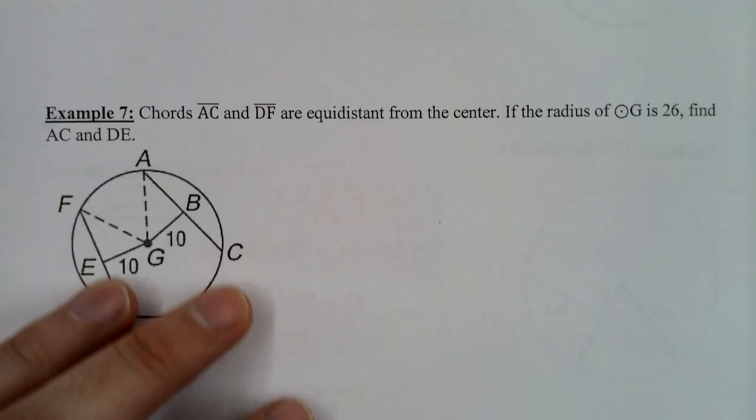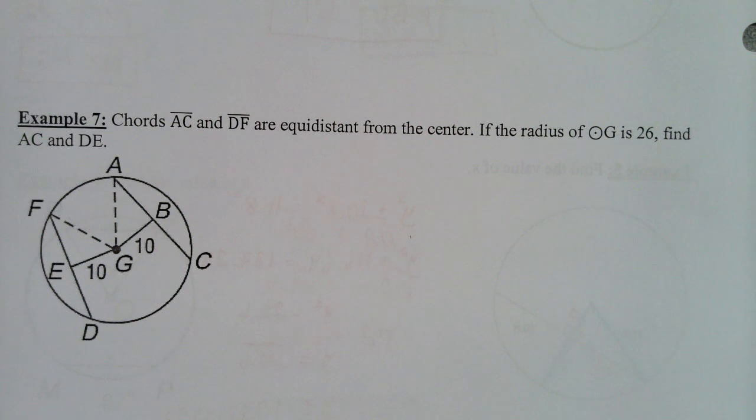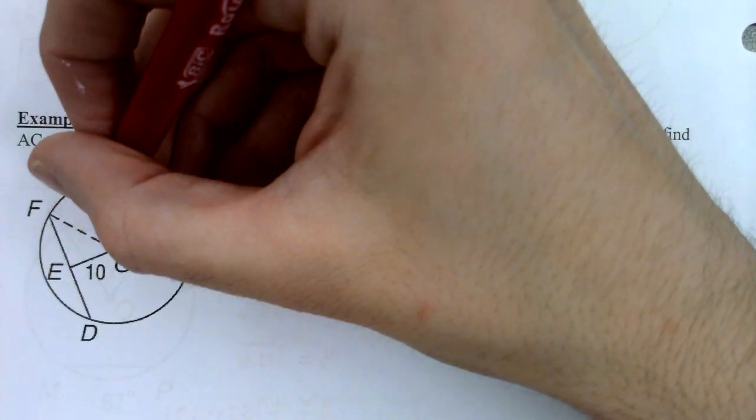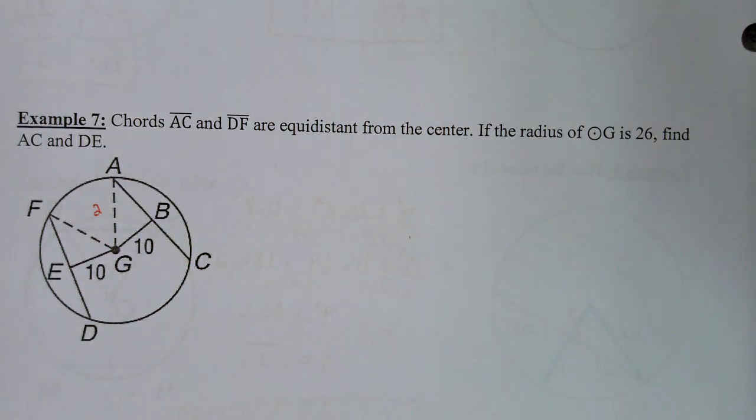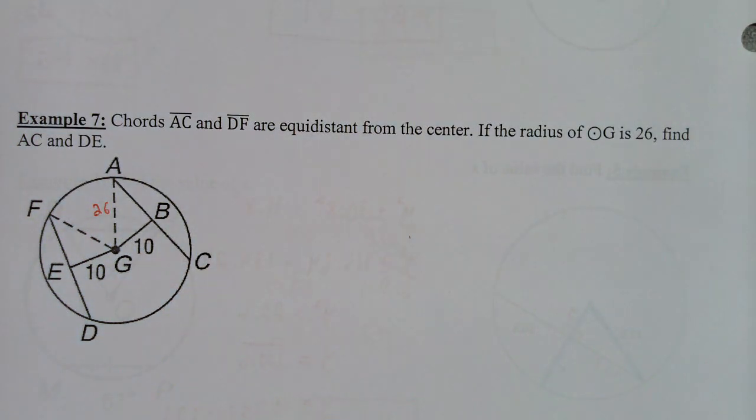Okay, let's see one more thing. Here we go. If the radius of circle G is 26, let's just label that. The radius is 26. Let's label that right there, 26. Find AC and find DE.